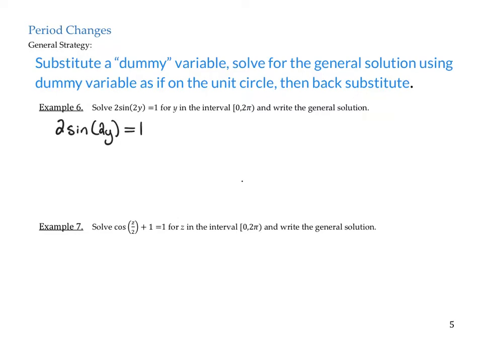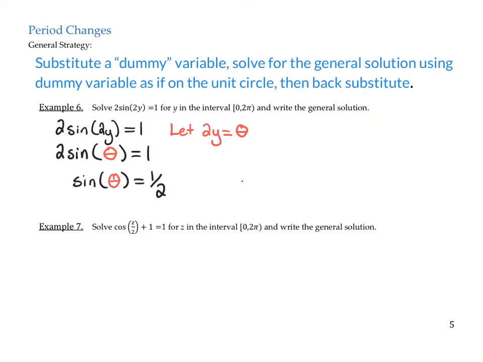So our first step is going to be our dummy variable substitution. So we are going to let 2y equal whatever you want to call it. In this case, I will call it theta. So my equation now looks like 2 sine of theta equals 1. I'm going to keep that theta in red to remind me that I need to do the back substitution at the end. Now I go about my normal strategy, isolating the trig function. So I get sine of theta equals a half.